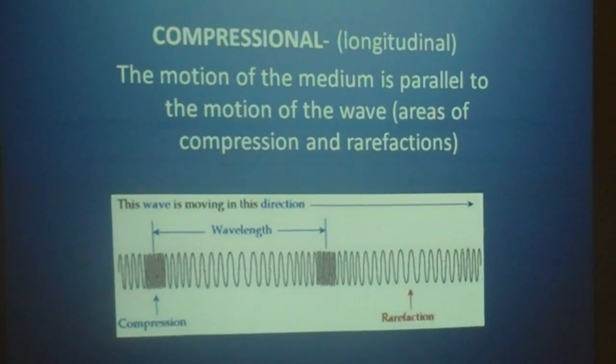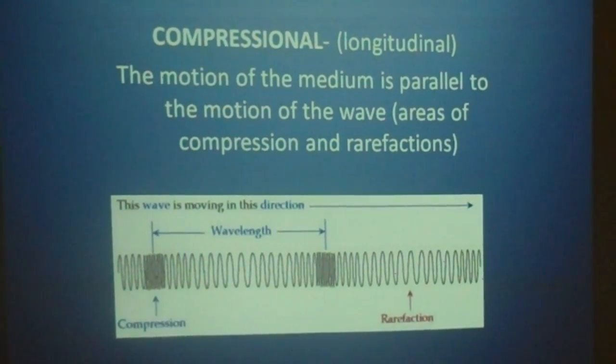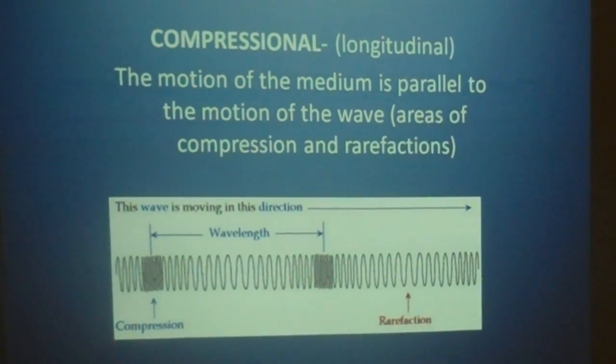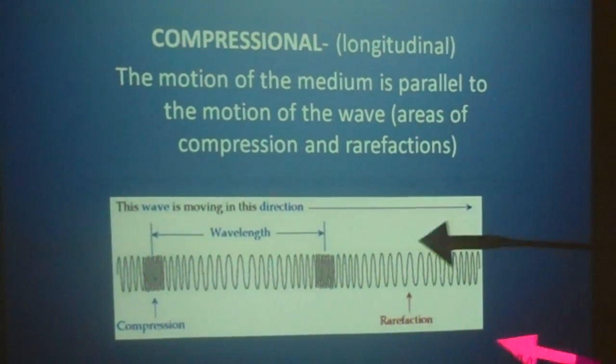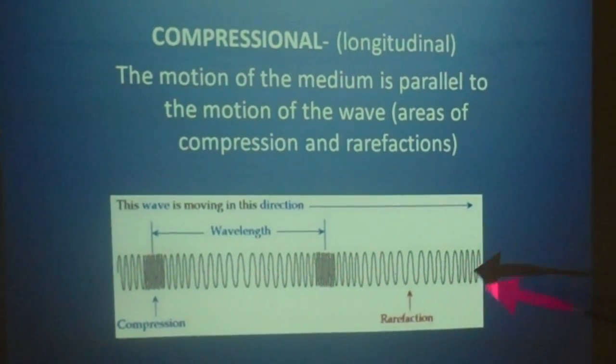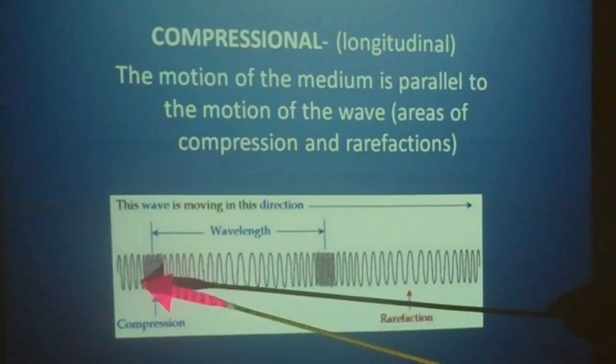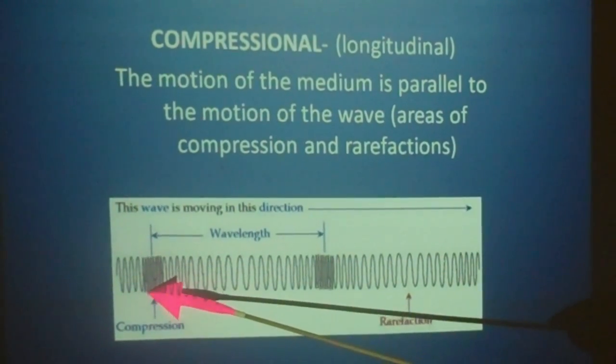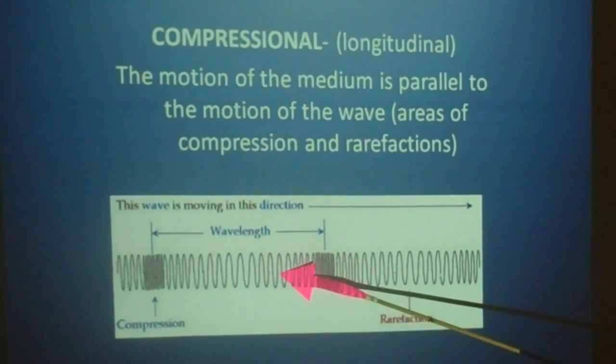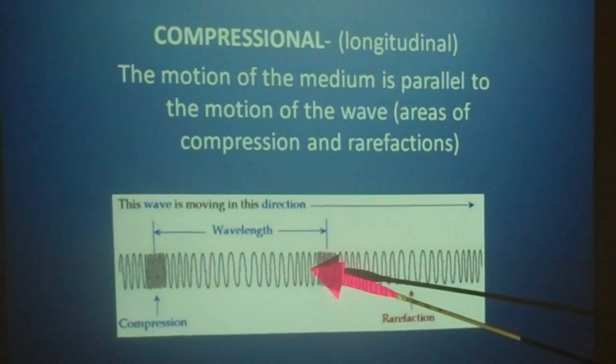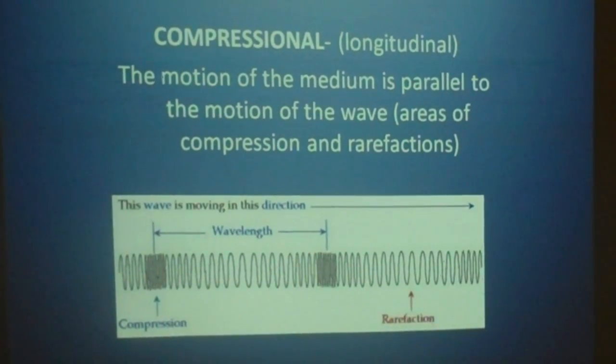Compressional, also sometimes called longitudinal, the motion of the medium is parallel to the motion of the wave. If the energy is going in this direction, so is the wave. Again, your compressions or squishes are usually seen darker, and then the distance between the two compressions, the spread out part, is called the rarefaction.